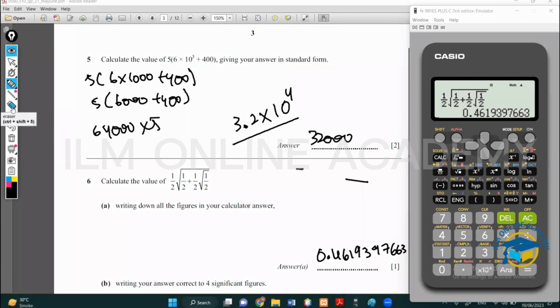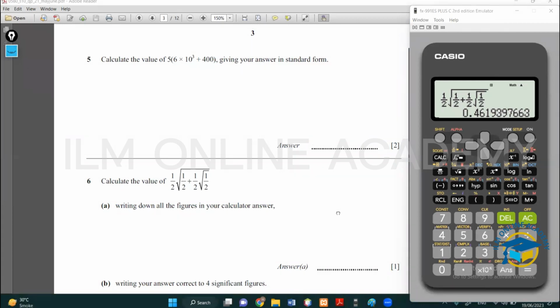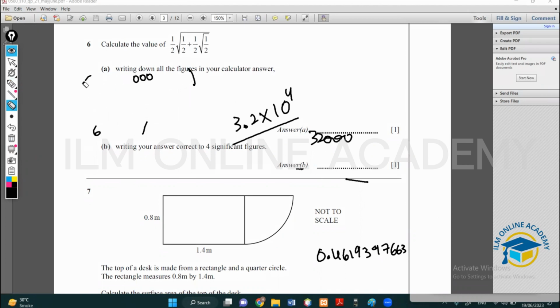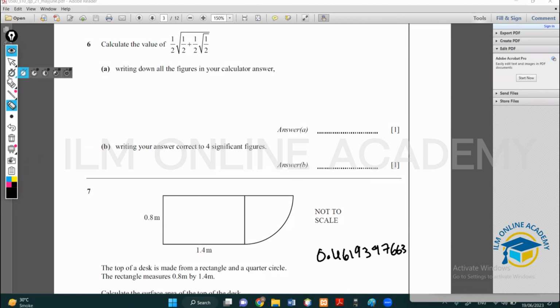So the first part is done. Now in the second part, they are saying to write your answer correct to 4 significant figures. So I'm writing it here: 0.4619397663, and we have to correct it to 4 significant figures. So it would be 0.4619. That's it for our answer.